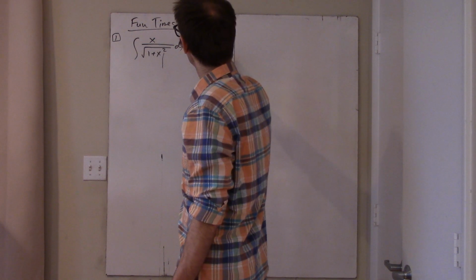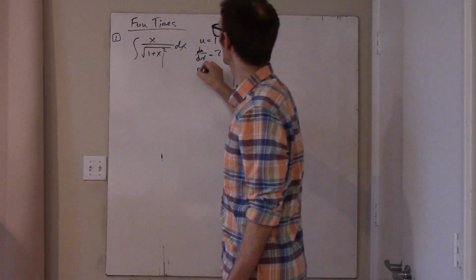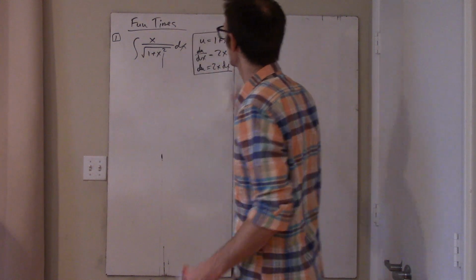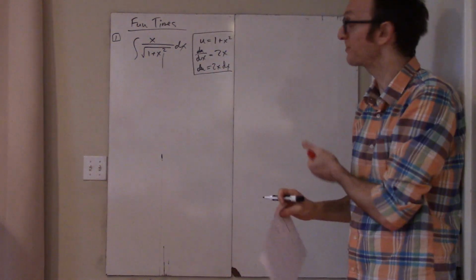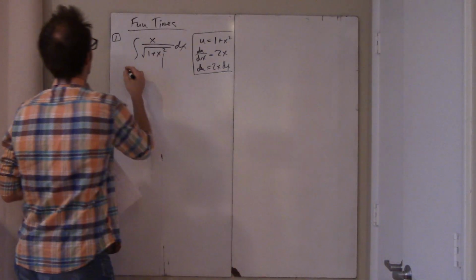du/dx is 2x, just differentiating the right-hand side. So therefore du is 2x dx. And now I can rewrite my anti-differentiation problem in terms of just u's. So what do we get?